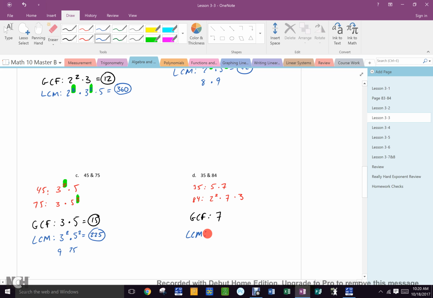I got to choose the highest exponent for everything with an exponent. So 2. How many 2's do I need? 2. What about 3? How many 3's do I need? 1. How many 5's do I need? 1. How many 7's do I need? 1, because the biggest exponent for 7 is 1. And then I just multiply that out. 4 times 3 is 12. 12 times 5 is 60. 60 times 7 is 420.